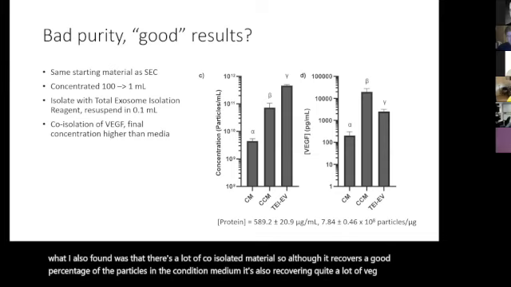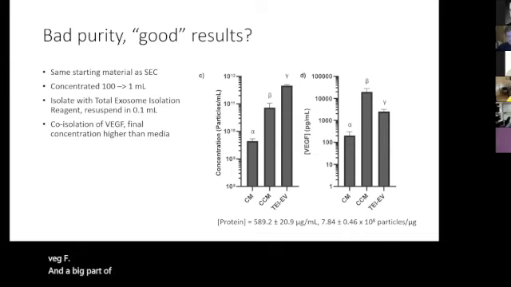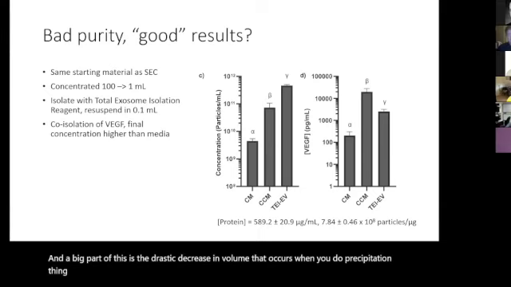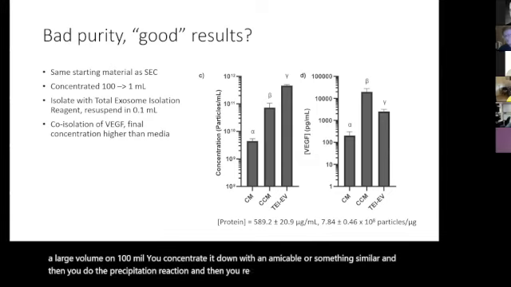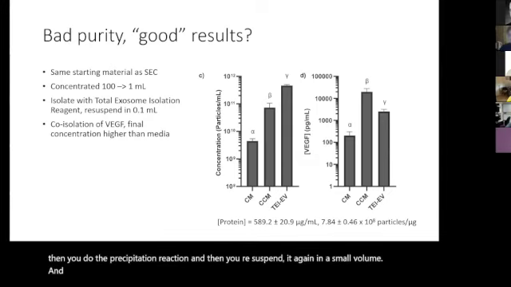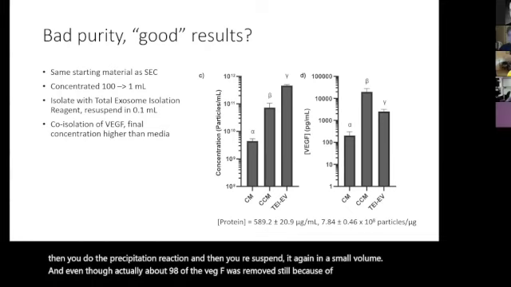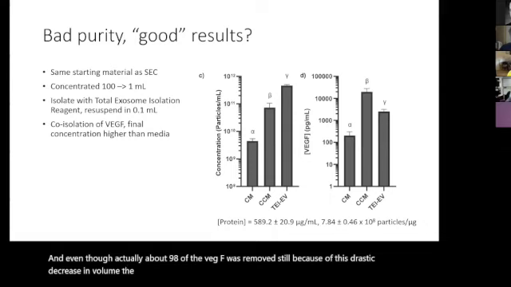of VEGF. And a big part of this is the drastic decrease in volume that occurs when you do a precipitation thing. So generally, from what I did and what I've seen in the literature as well, you start off with a large volume, 100 mL, you concentrate it down with an Amicon or something similar, and then you do the precipitation reaction, and then you resuspend it again in a small volume. And even though actually about 98% of the VEGF was removed, still, because of this drastic decrease in volume, the final concentration of VEGF was actually about an order of magnitude higher in the final EV sample than it was in the conditioned medium.